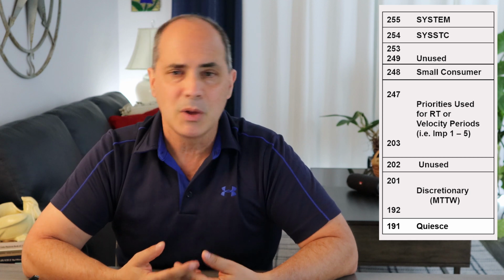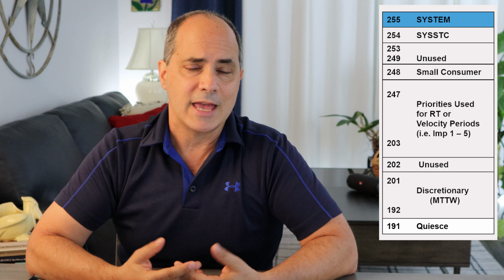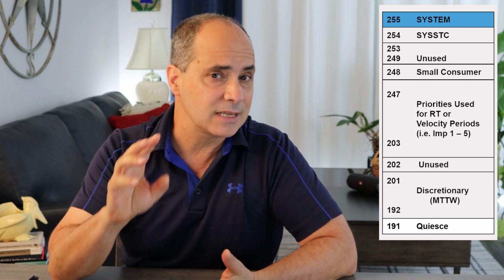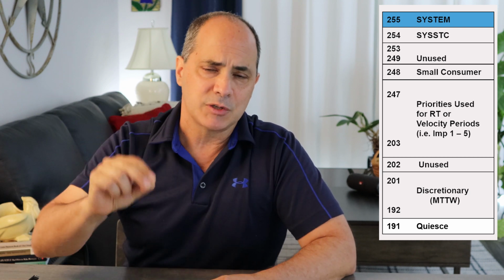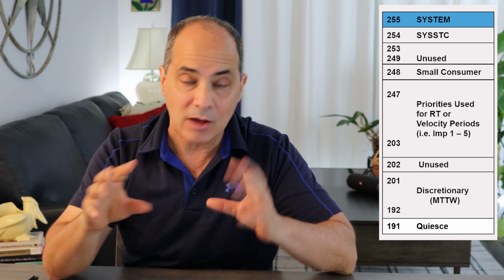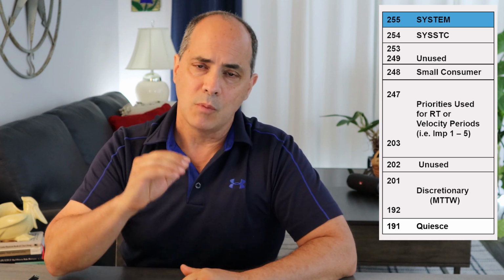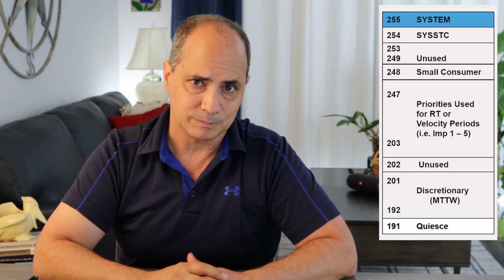Now, at the very top, we see CPU dispatching priority 255 for a WLM-defined service class called system. And I'll talk about system in other videos, but think of the system service class as being certain key address spaces in the operating system that the system cannot even be IPL'd without. That's how important these address spaces are. So what WLM does is give them the highest CPU dispatch priority and then leave them alone.